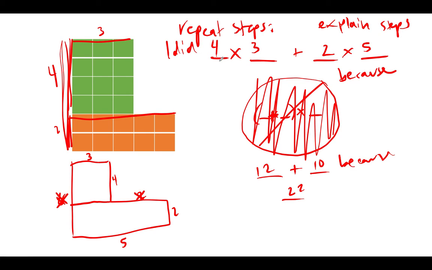I actually don't need to explain much about the cut it, cross out part. That makes 12 plus 10, because the first rectangle is 4 times 3, which makes 12, and the second rectangle is 2 times 5, which makes 10, right? Which makes 22, because I can put rectangles together and add their areas to get the total area. So I'm not just repeating these steps, I have to explain them.